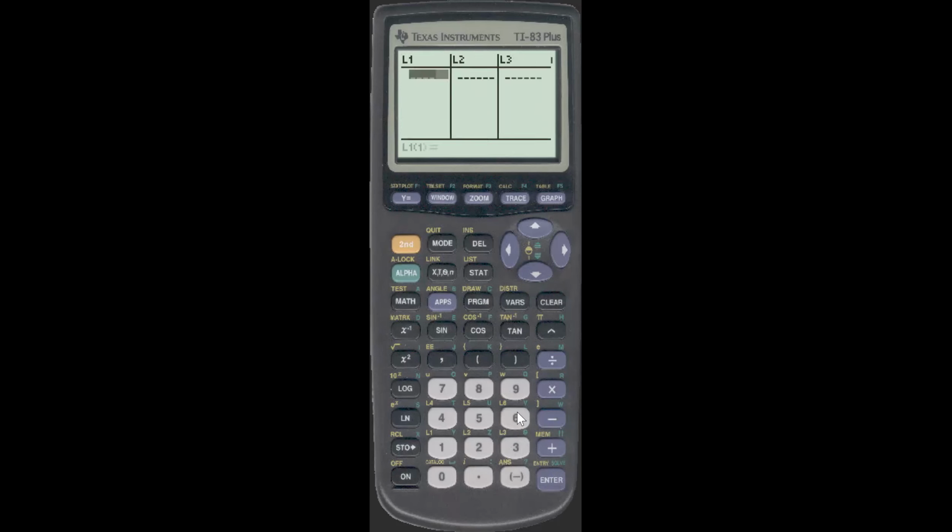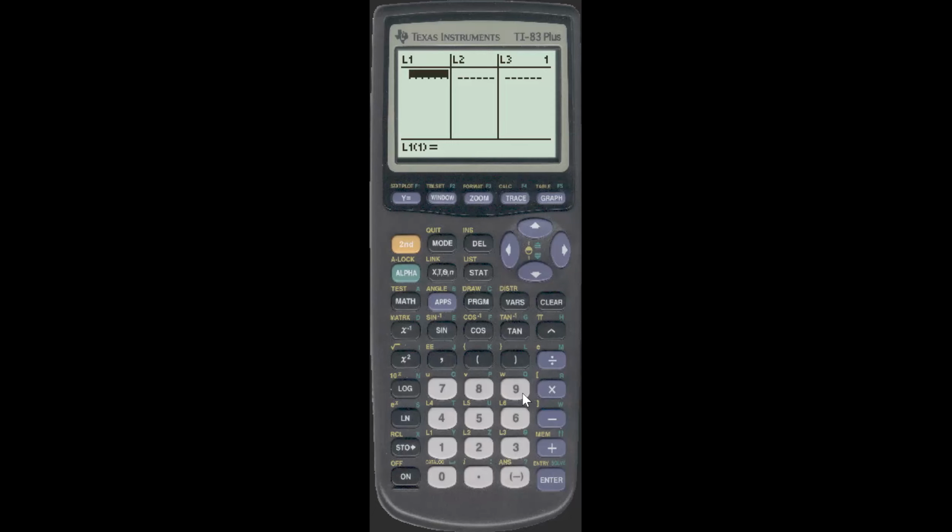Stat, edit, enter. And so to clear out a list, let me do this correctly. Say this will happen and you want to know this: you go up and you hit clear, enter, and that will delete the list. That's a much faster way than what we were doing in class.